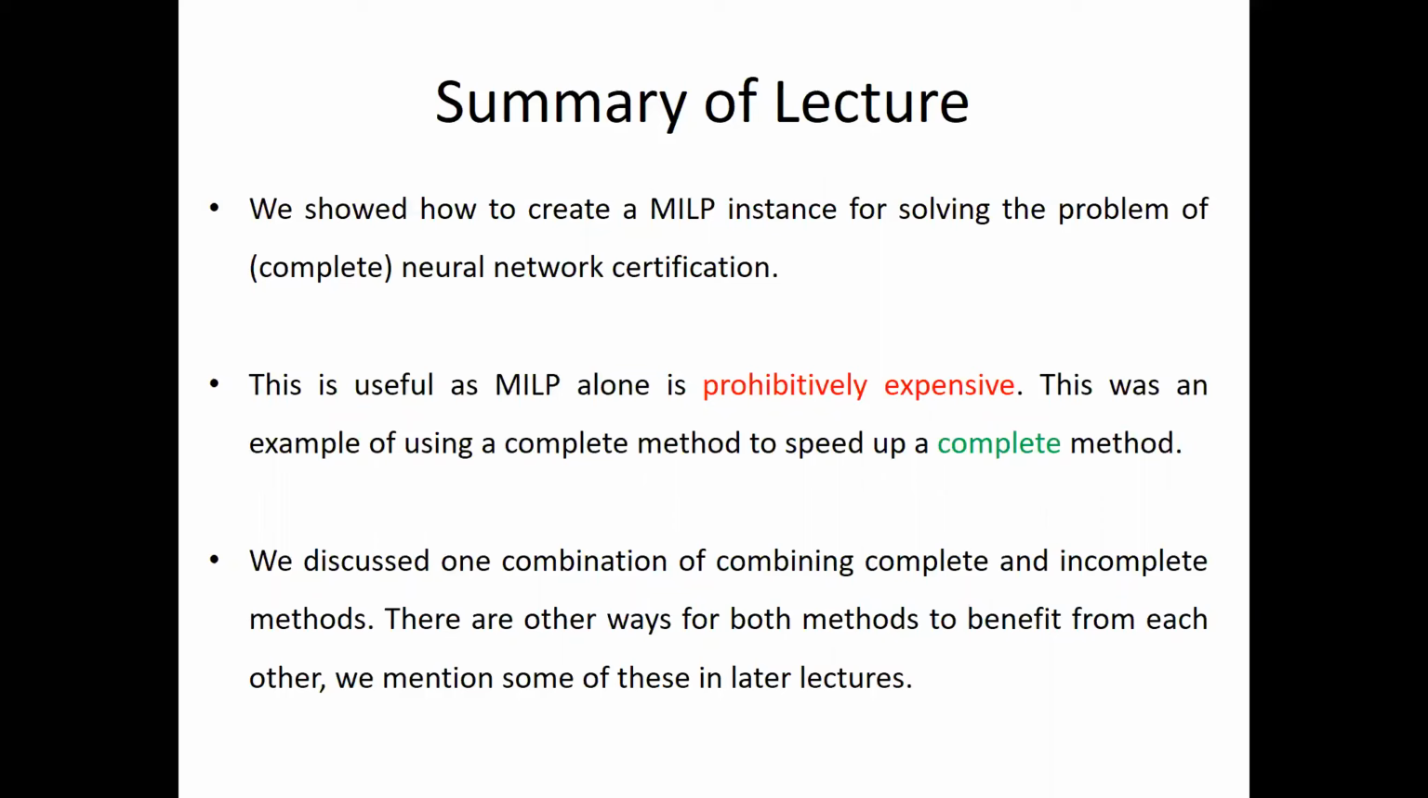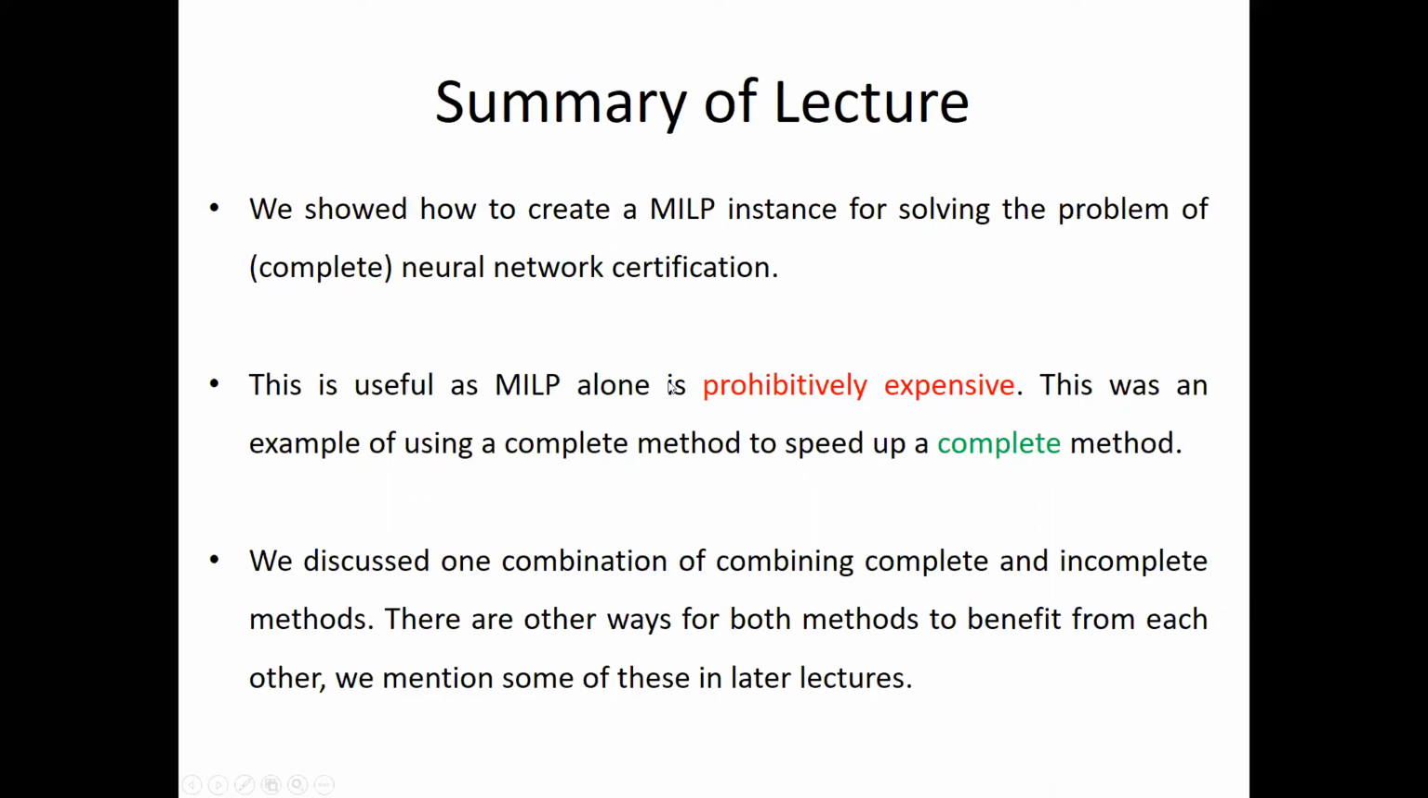Now, generally, because you have this exponential number of splits in the worst case, this is quite expensive. And so hopefully you can use some of these incomplete methods that are fast and cheap to prune some of these instances, right? And so this was an example of using it. This is a typo here. It should be using an incomplete method to speed up a complete method, right? So using the box domain abstraction to speed up MILP.